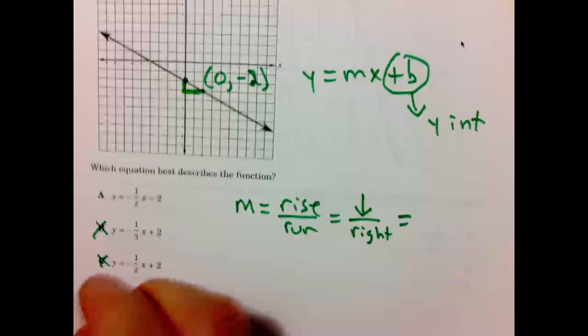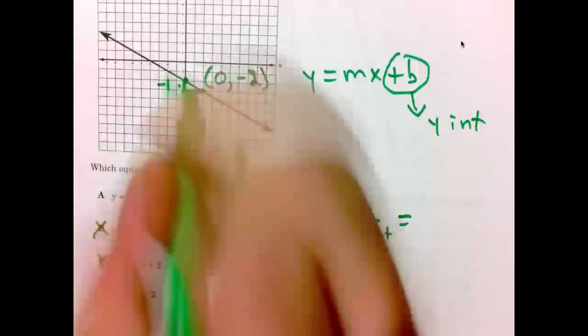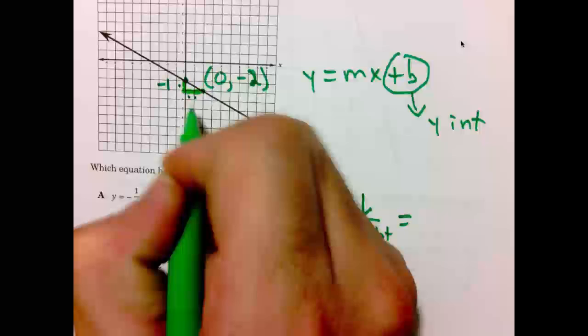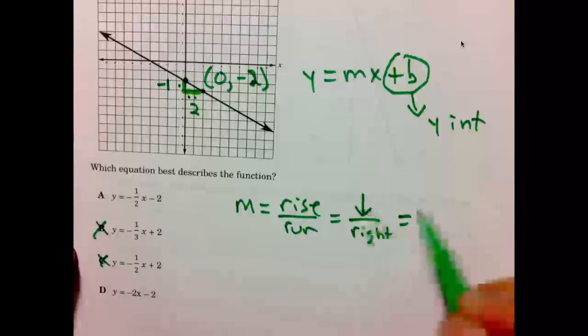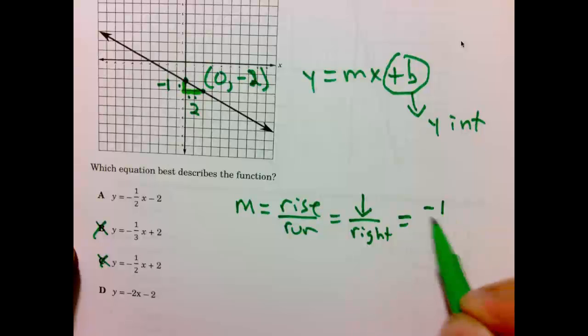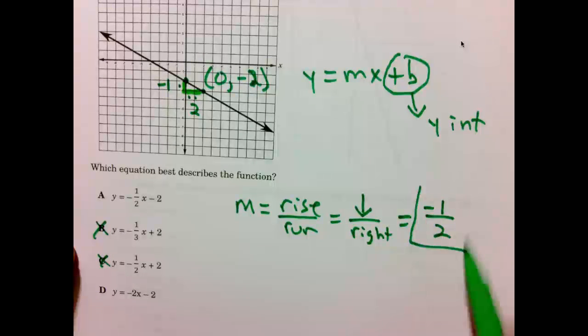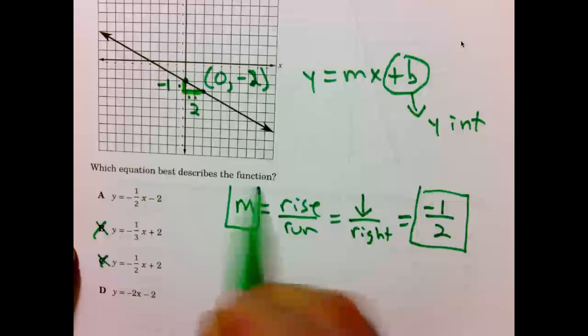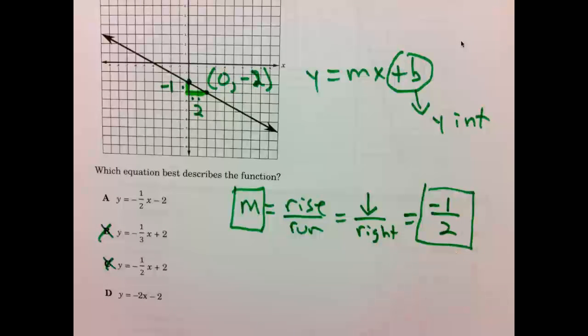We can see that we go down 1 unit. That's negative 1. We go to the right 2 units. That's a positive 2. So our rise is negative 1 and our run to the right is positive 2. That is our slope. Our slope is negative 1/2. Thus the answer on number 16 is A.